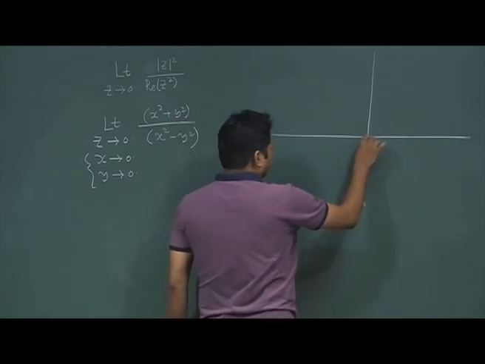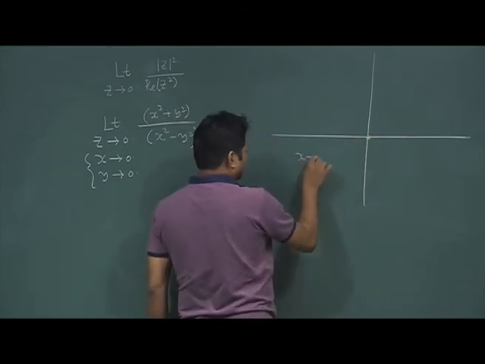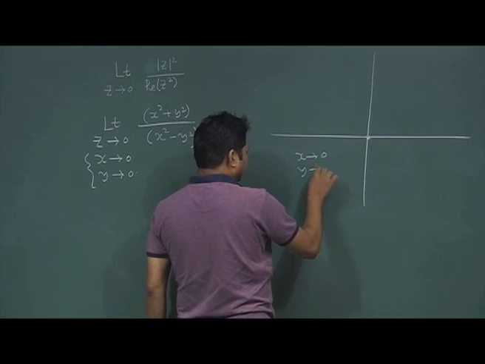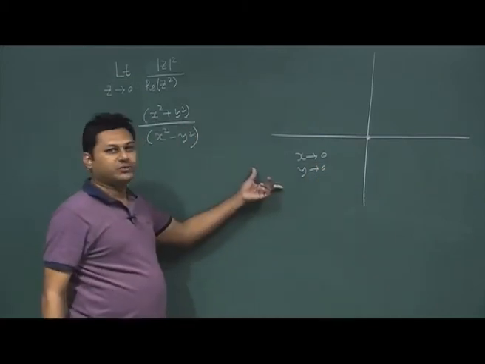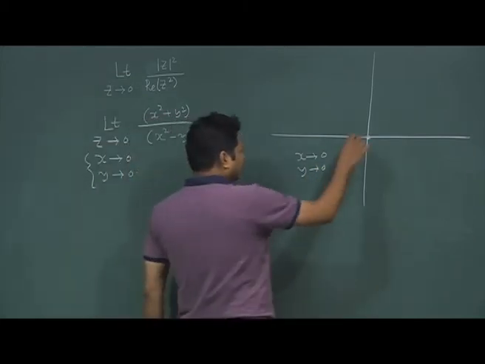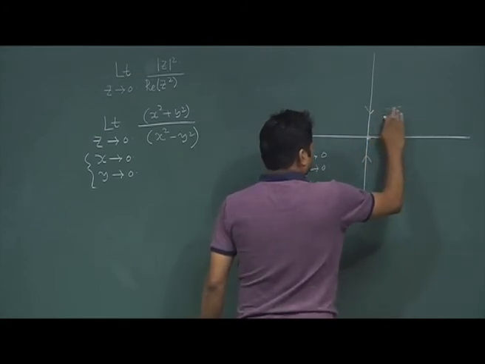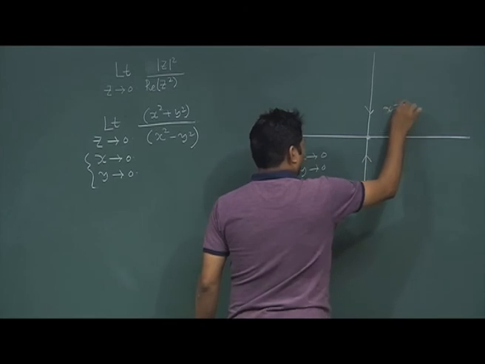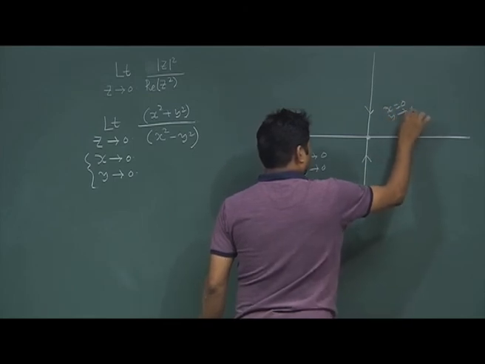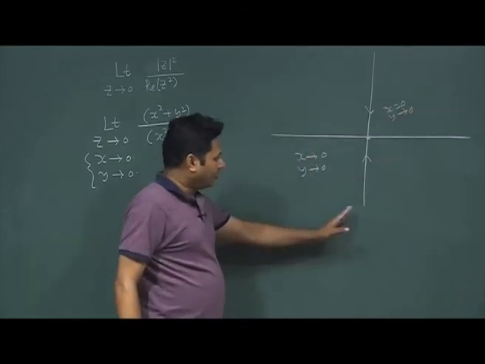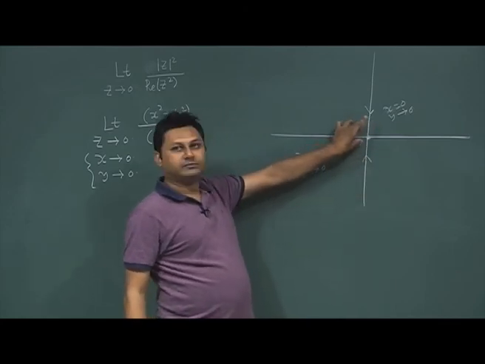This is my 0 point. When I say x tends to 0, y tends to 0, I will have several options in my hand. One option is this: x is equal to 0 and y approaches 0. I can go with this line.